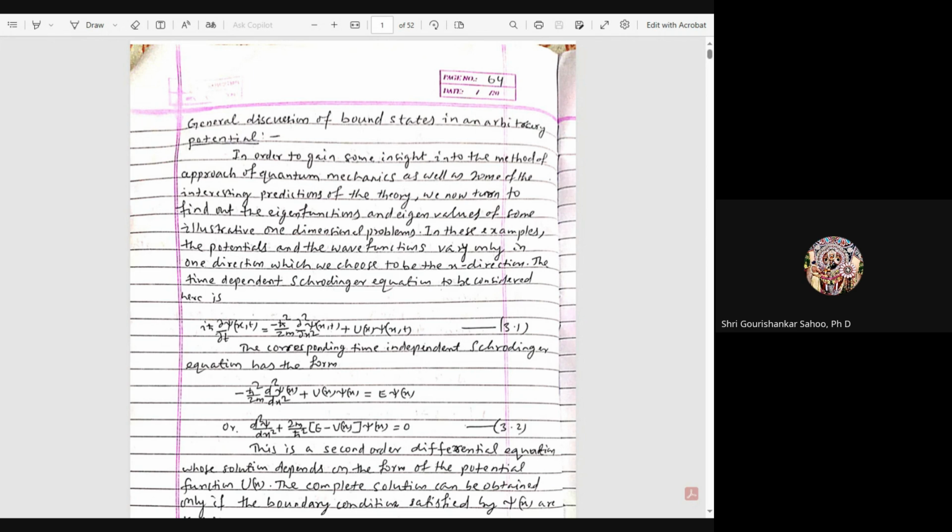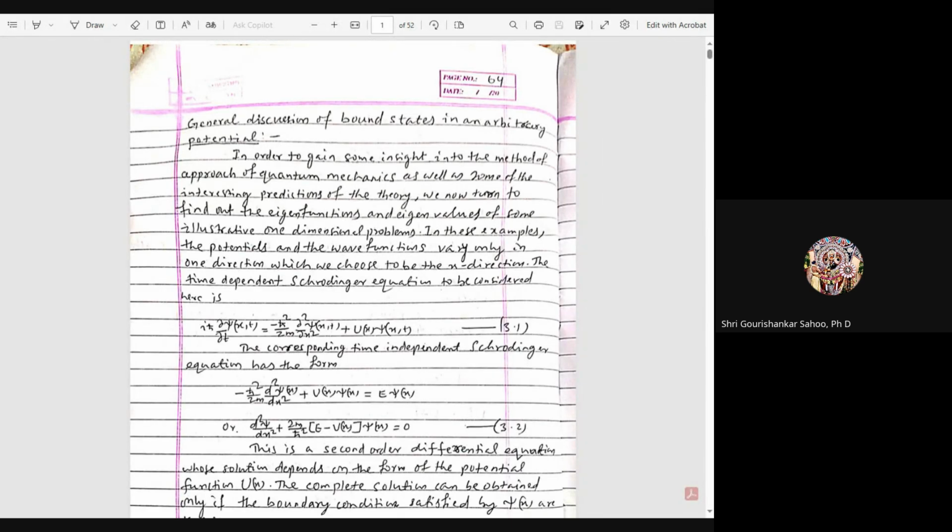which we choose to be the x direction. The time dependent Schrodinger equation to be considered here is iħ ∂ψ/∂t = -ħ²/2m ∂²ψ/∂x² + Uψ, and the corresponding time independent Schrodinger equation has the form -ħ²/2m ∂²ψ/∂x² + Uψ = Eψ, where E is the energy operator and U is the potential operator.